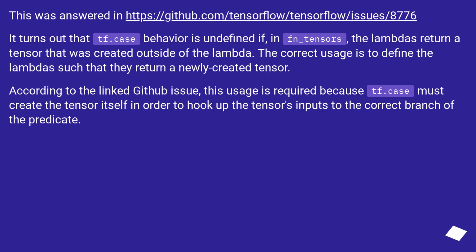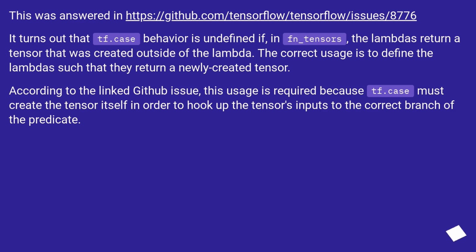This was answered in this URL. It turns out that tf.case behavior is undefined if, in fn_tensors, the lambdas return a tensor that was created outside of the lambda. The correct usage is to define the lambdas such that they return a newly created tensor.